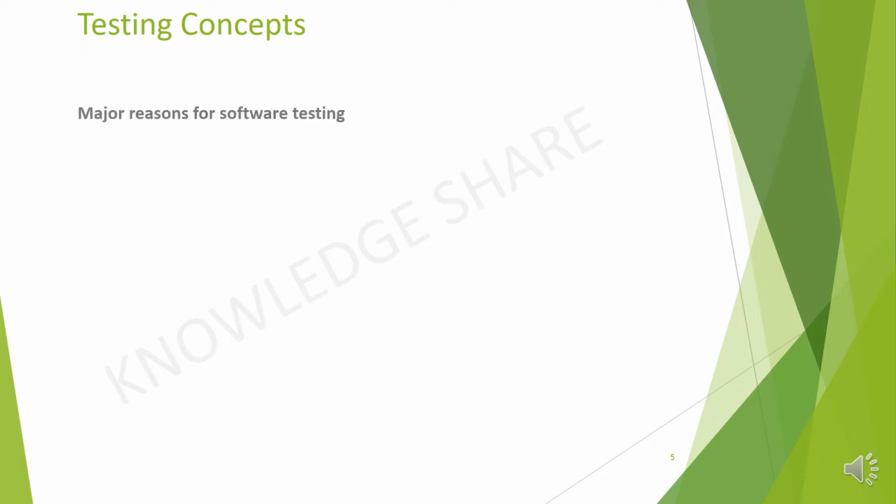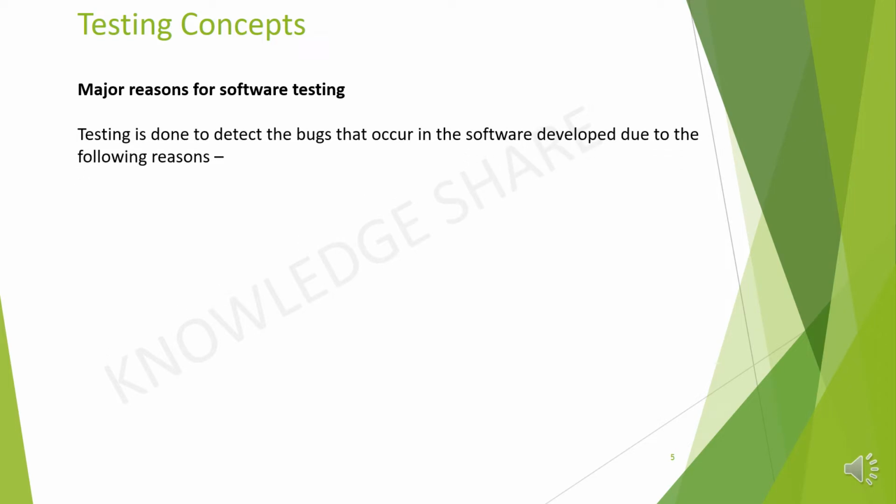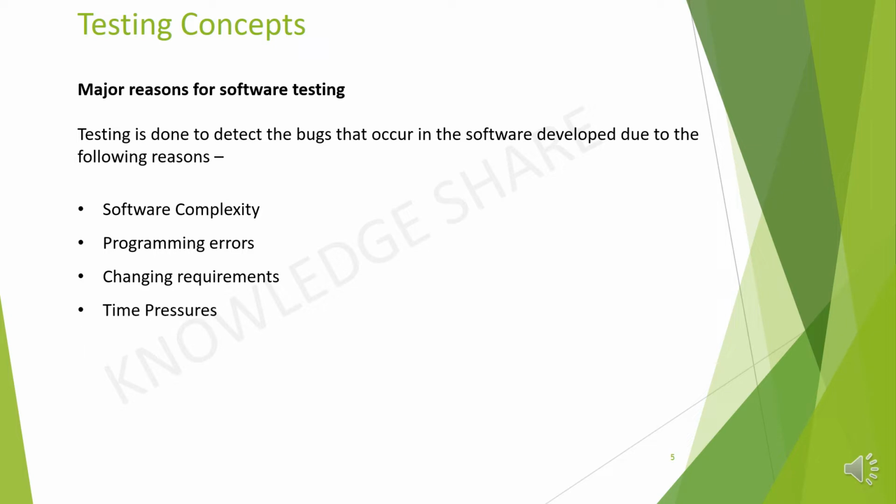Major reasons for software testing. Testing is done to detect the bugs that occur in the software developed due to the following reasons. 1. The software complexity. 2. The programming errors. 3. The changing requirements. 4. The time pressures. And 5. Poorly documented code.